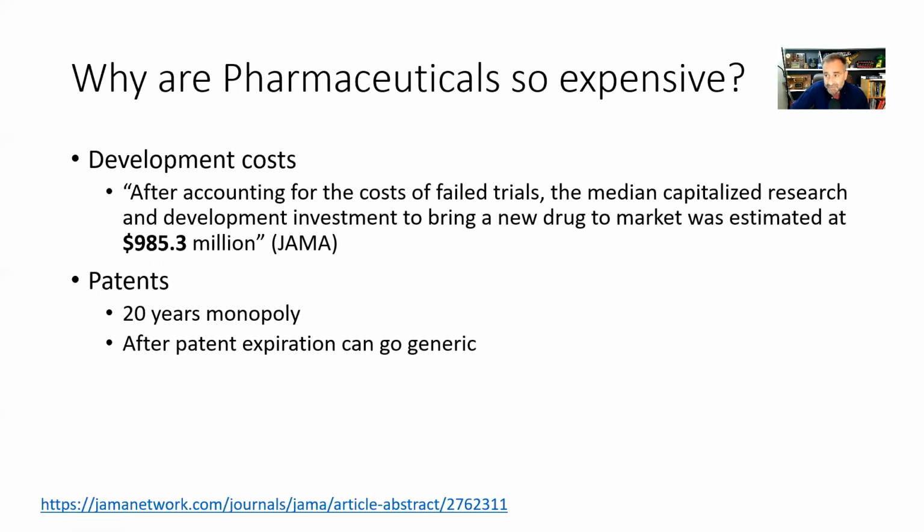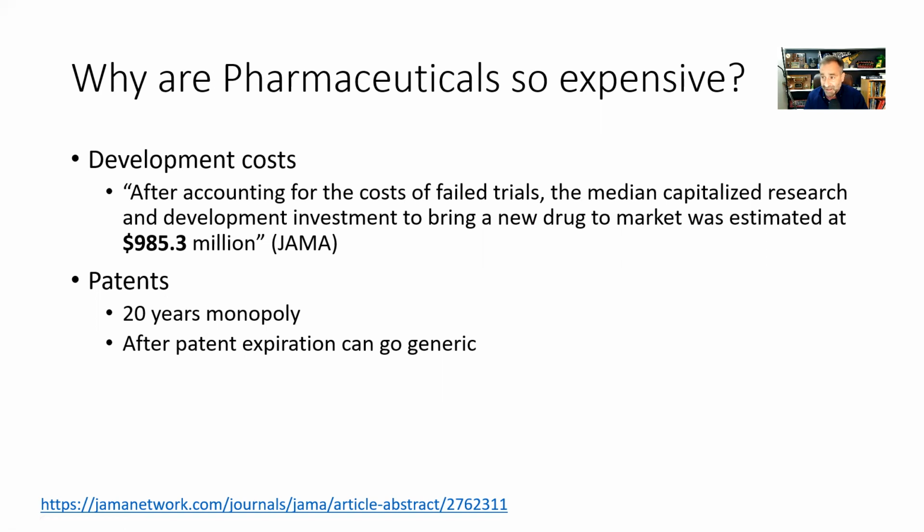And so it's very expensive to bring a drug to market. So once it gets to market, the pharmaceutical company has to charge a price high enough to make up that $985 million in costs, right? And so how do they do that? Well, you get a patent on an invention, and it gives you basically a 20-year monopoly. Nobody can copy it for 20 years.